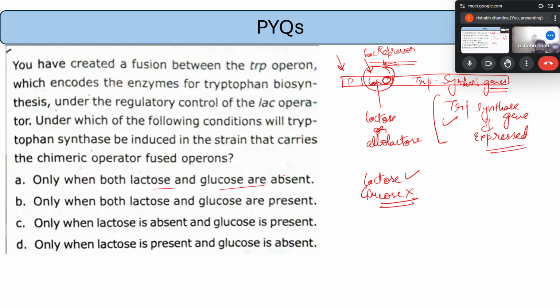So the first option is wrong because lactose is needed. Then we have lactose and glucose both present. In that case, the tryptophan synthase genes will not be expressed that much. Then we have lactose absent and glucose present. In that case, the repressor will not be released and these particular genes will not be expressed. Then we have lactose present and glucose absent. So yes, the correct option is option D, because the lactose will bind to the lac repressor and free the lac operator so that RNA polymerase can transcribe these genes. And if glucose is absent, that will increase the CAMP-CAP complex, which will bind to the RNA polymerase, thus increasing the transcription of these genes. So the correct answer is option D.